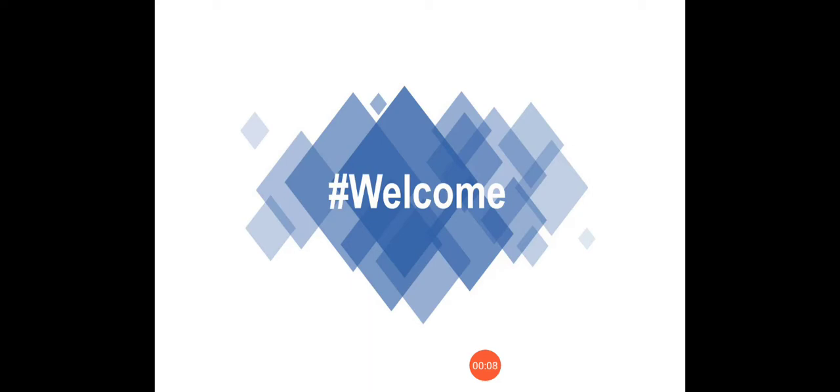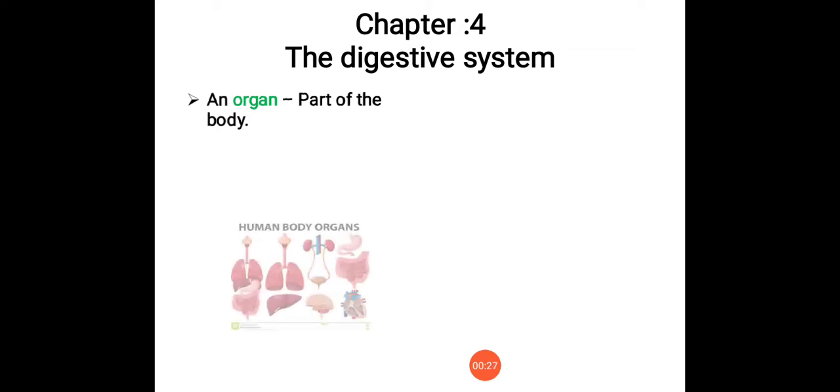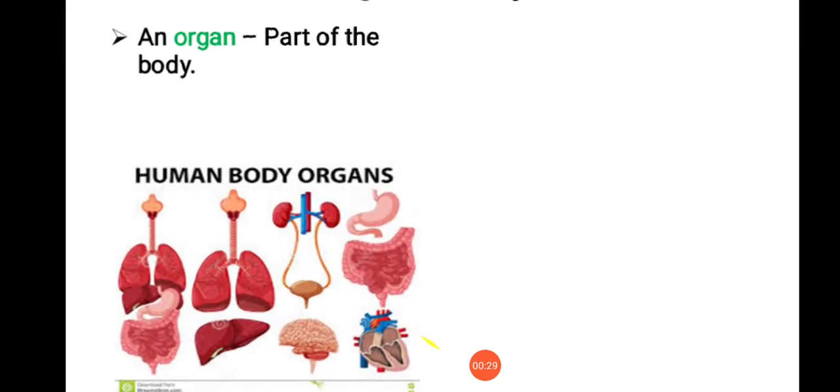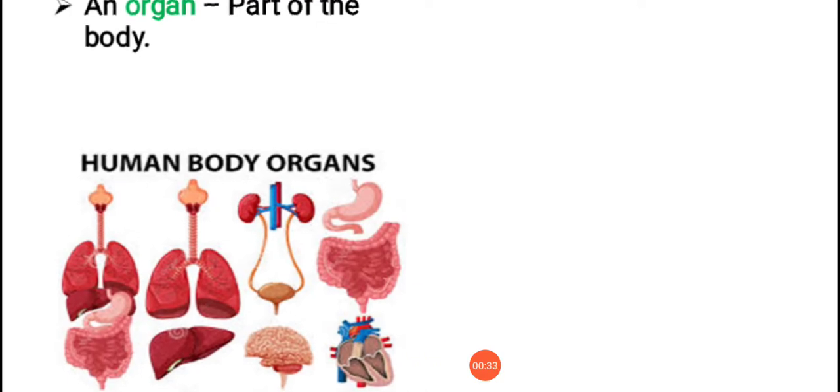In this module, we are going to discuss nutrients. Chapter 4, the digestive system. An organ is a part of the body that has a particular function. For example, the heart is an organ and has its own function to pump the blood.